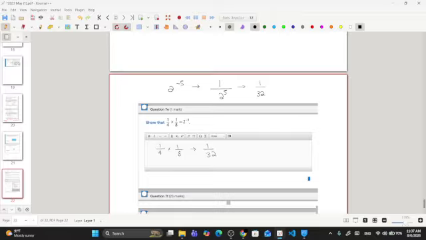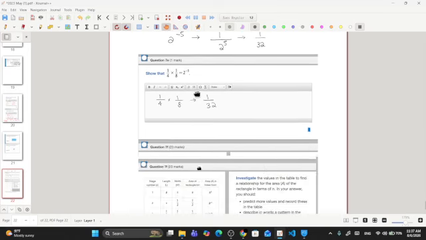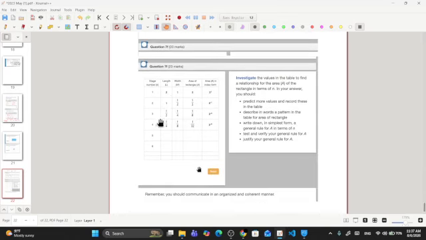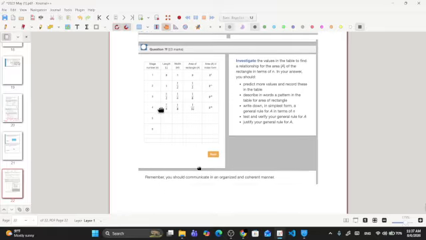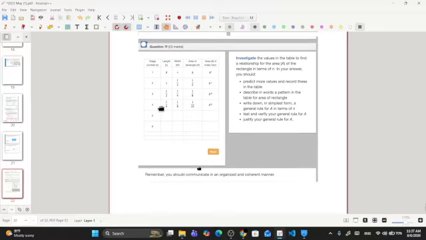I've written this down. All right. Then comes this part of 23 marks. First things first, we are being told to investigate the values in the table to find a relationship for the area of the rectangle in terms of n.